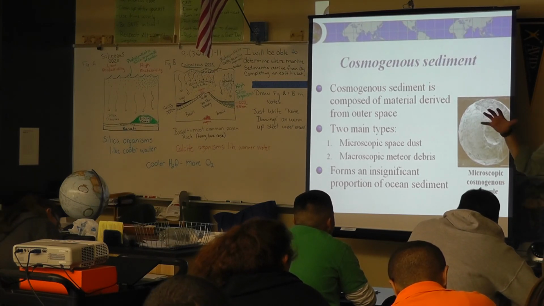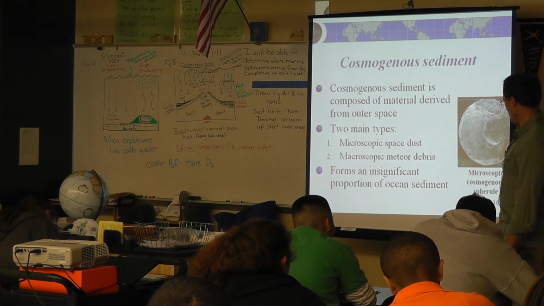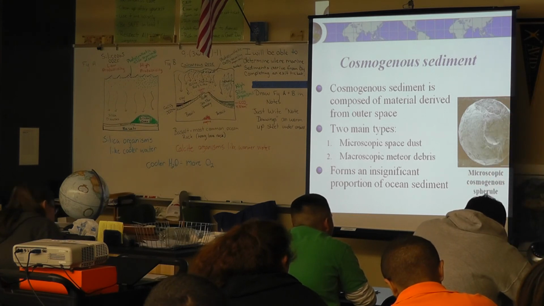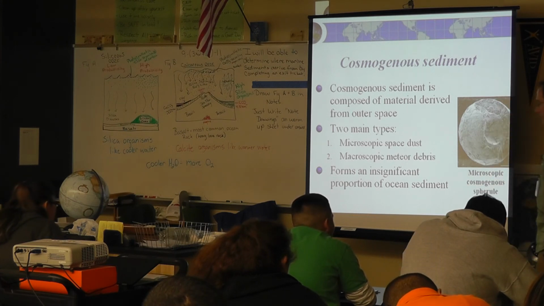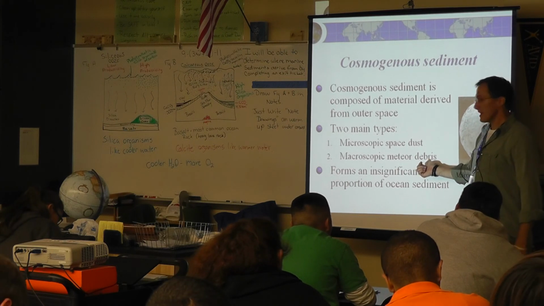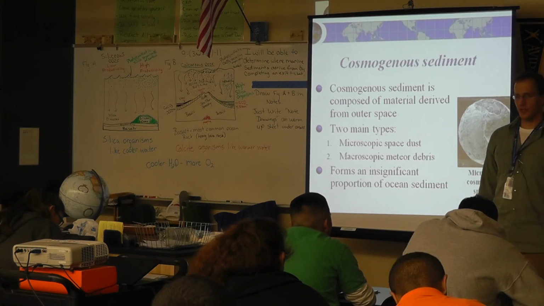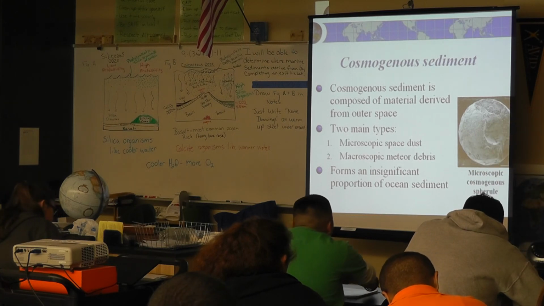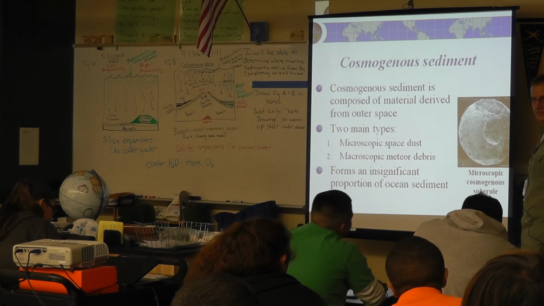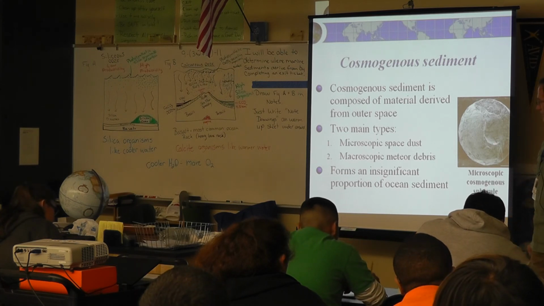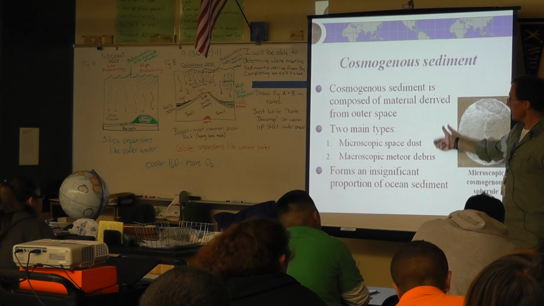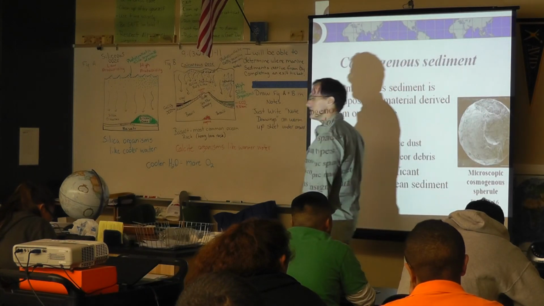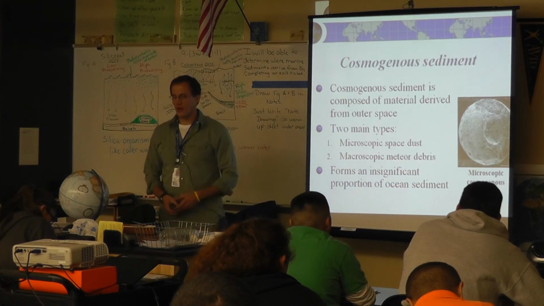That's because it's magnified, probably like 100 times. And then the other one comes from macroscopic meteor debris, so like meteorites that we can see. Debris, D-E-B-R-I-S. So, what are the two places that cosmogenous sediment comes from? Space dust and meteor debris.